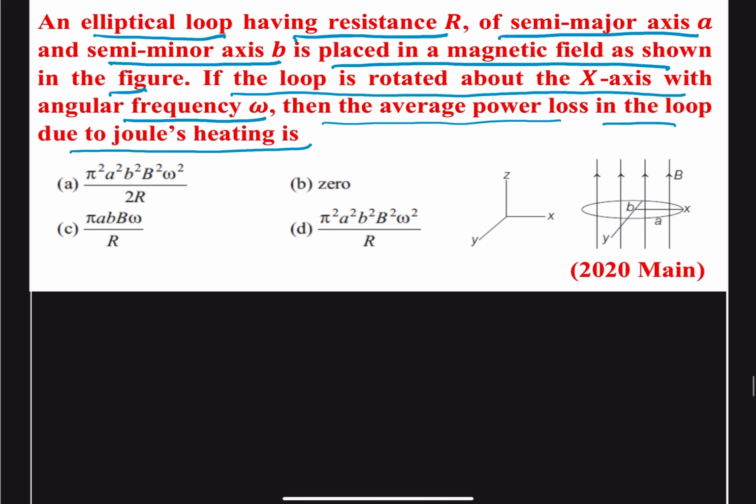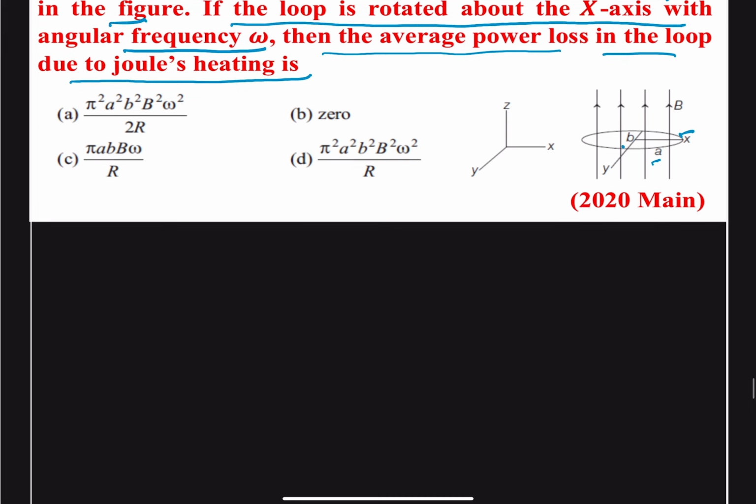So we have a figure, and here we have an elliptical loop which is having a major axis A, minor axis B, and we have a magnetic field which is in Z direction, and the major axis in the XY plane.